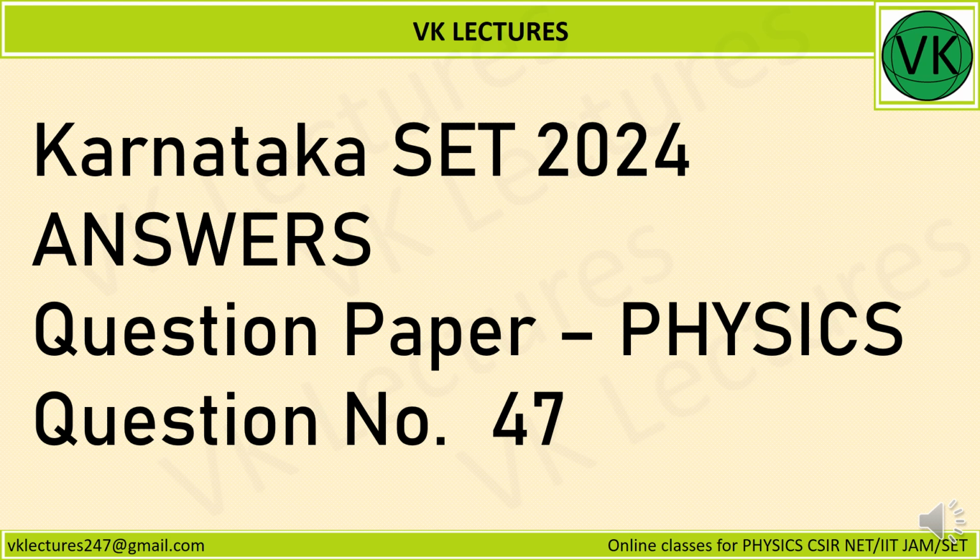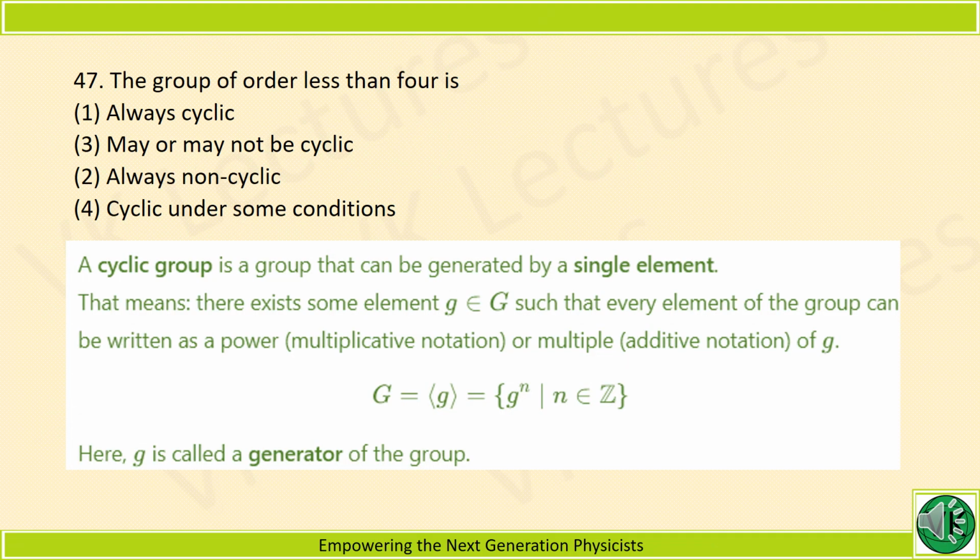In this video, we are discussing the question number 47 from Karnataka set 2024. The group of order less than 4 is, now let's see the options: always cyclic, may or may not be cyclic, always non-cyclic, cyclic under some condition.